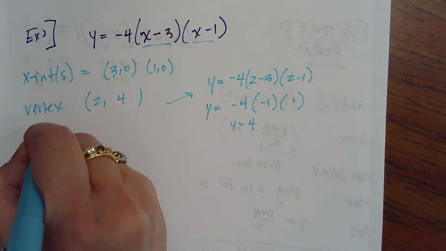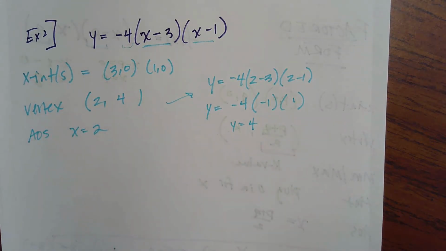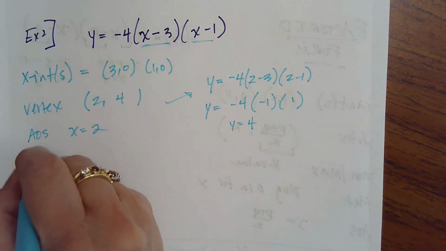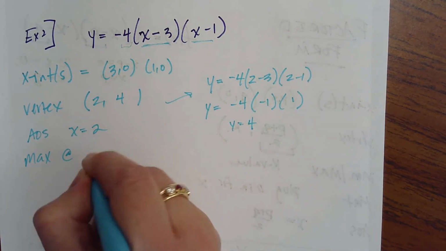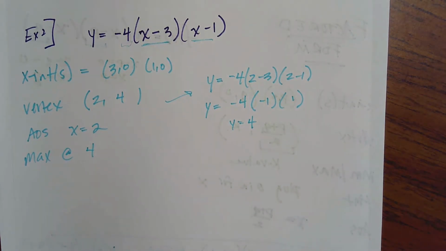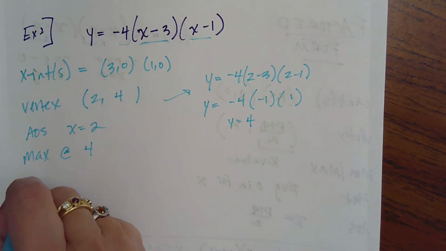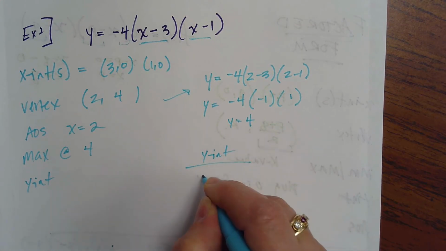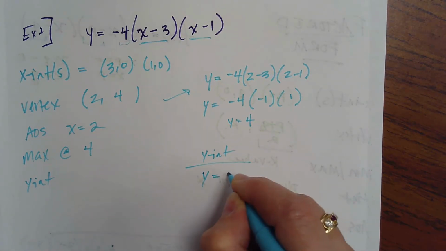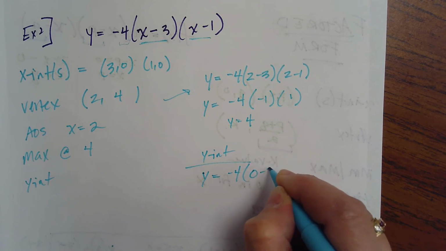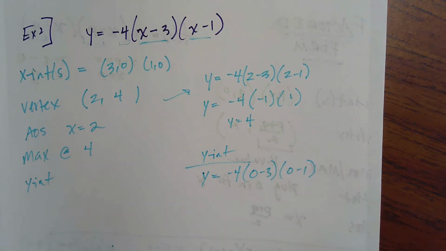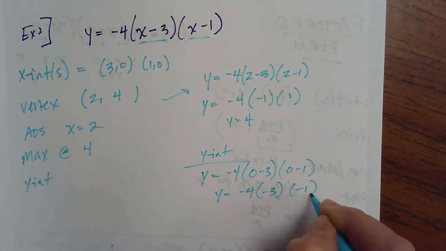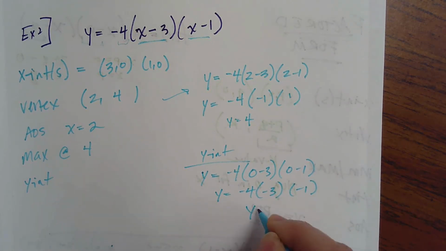My axis of symmetry would be x equals 2. This is opening down because of the negative, because of the reflection, so this would have a maximum at 4, because it's the y value. And then last, let's find our y-intercept. Plug 0 in for x. So y equals negative 4, 0 minus 3, 0 minus 1. So this would give me negative 12.